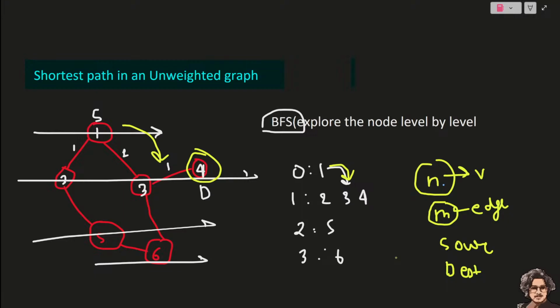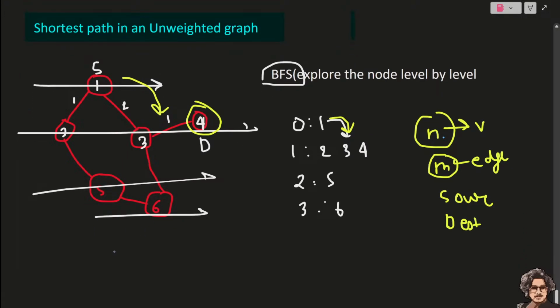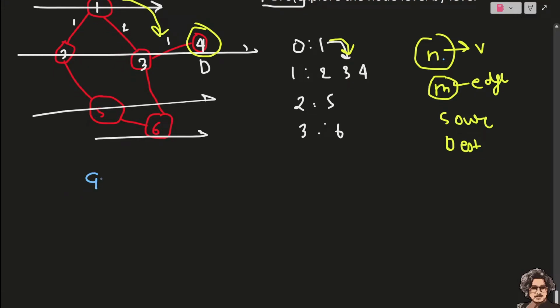The logic for solving this question is that first of all we maintain a queue data structure, a queue of integers. So for that I have to write the code.